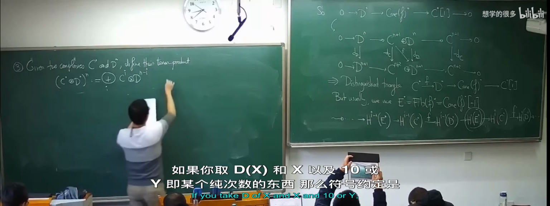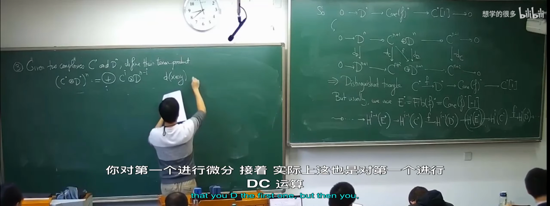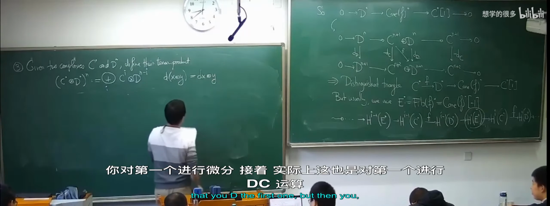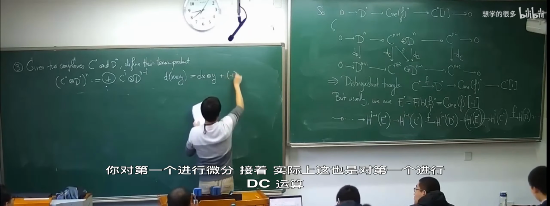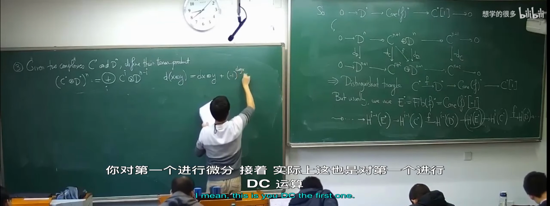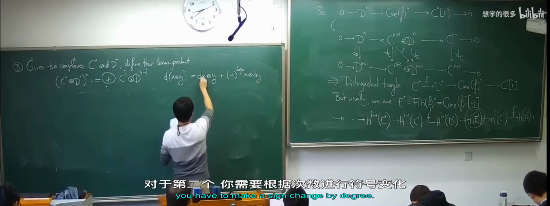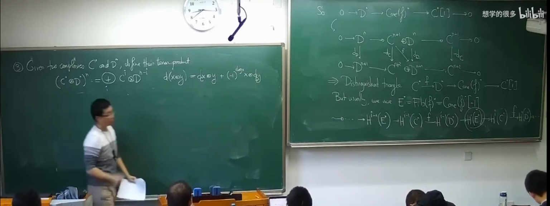If you take D of X tensor Y of something of pure degree, then the sign convention is that you apply D to the first one, and you apply D to the second one, but you have to make a sign change by degree.